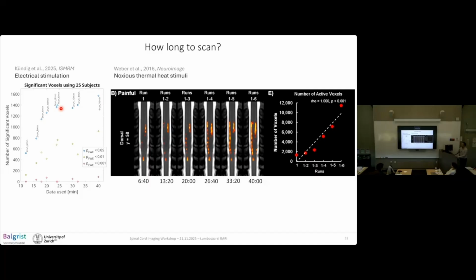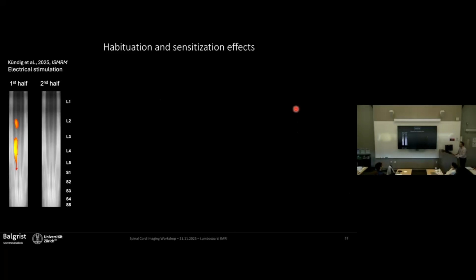And we found one study that investigated the effect of amount of data used per session, but they had different findings. It was Cahn's study from 2016. They used thermal stimulation, and they found that the more data you use, the number of significant voxels goes up linearly. So there was no plateauing involved.